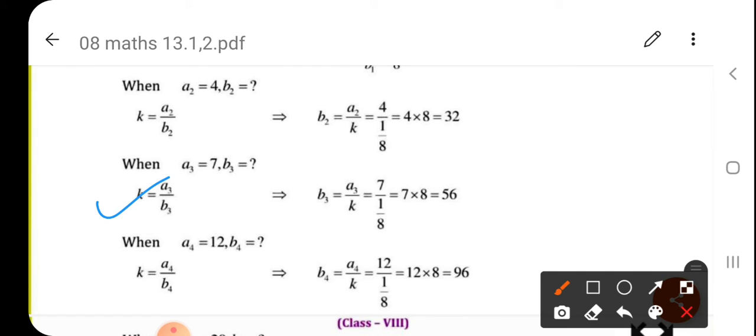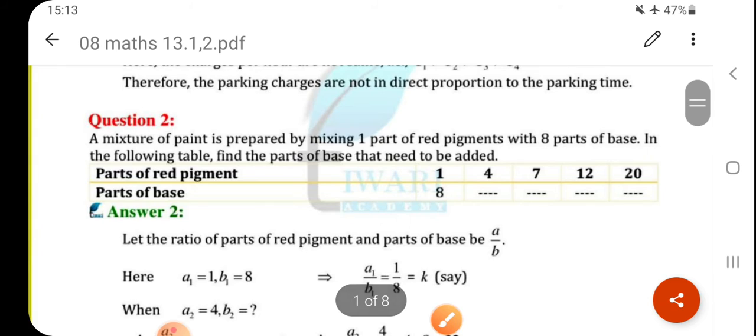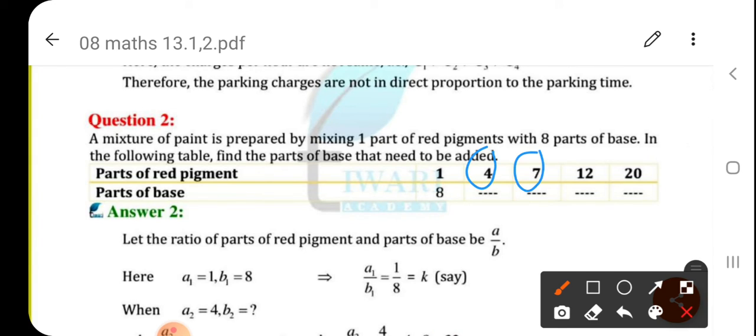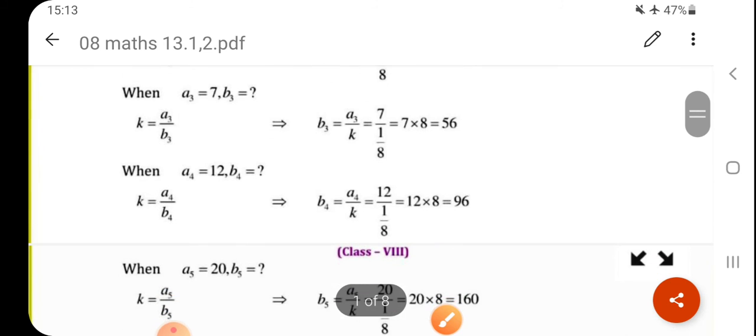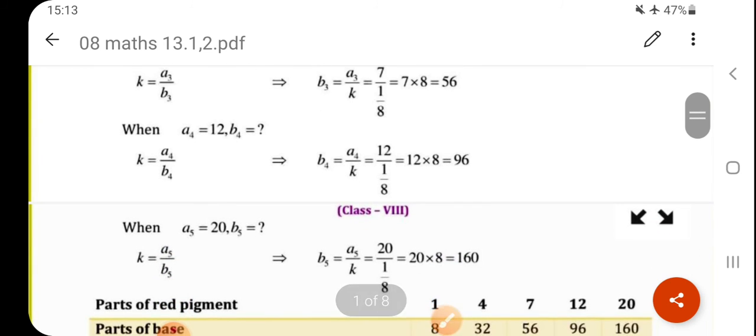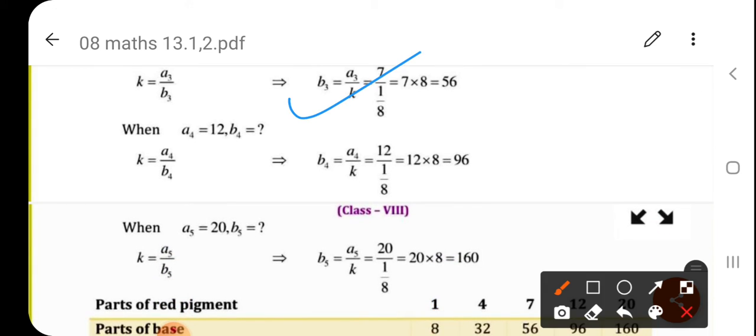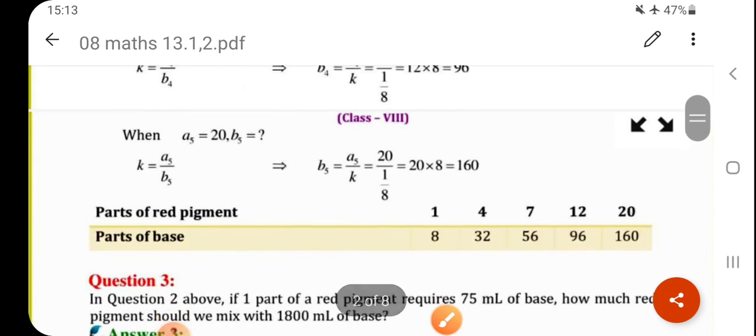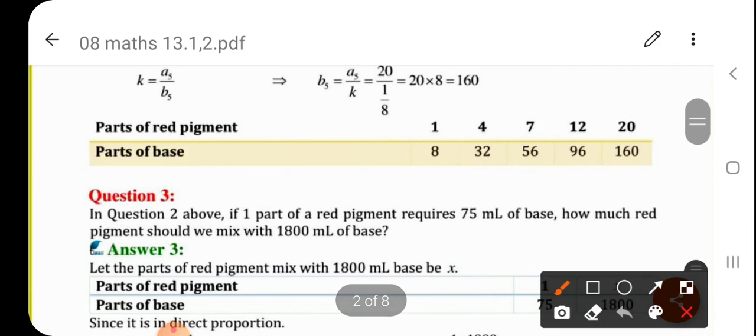Same as K is equal to A3 upon B3, where B3 is equal to A3 upon K. What is the value of A3? 7. Here it's given: A1, A2, A3, A4 and A5. We have to find B2, B3, B4, B5. It's 7 into 8, 56. In the same way you have to do it for B4 and B5. So here is the answer.